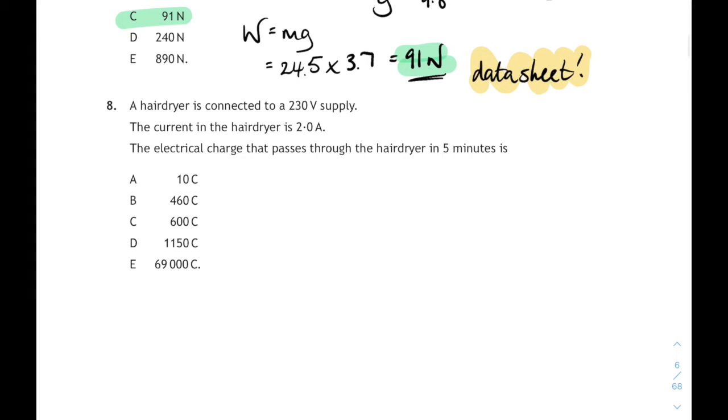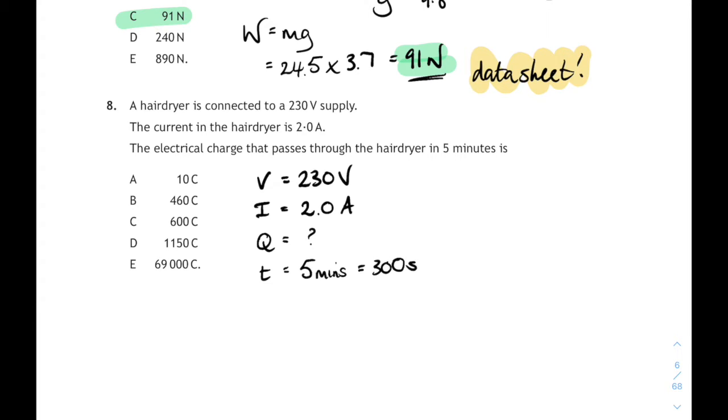We're on to electricity now. A hairdryer is connected to a 230 volt supply. I make a list whenever I see numbers in the question. I'll make a little list. So the voltage is 230 volts. The current in the hairdryer was 2 amps. The electrical charge that passes through the hairdryer, we don't know, but the time is 5 minutes. Well, 5 minutes is 300 seconds. Always good to turn your time into seconds.